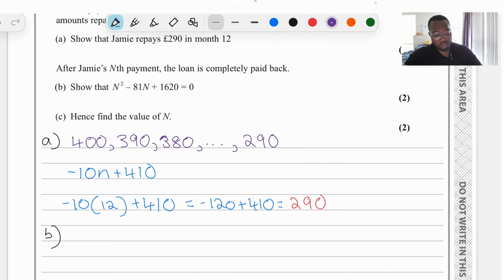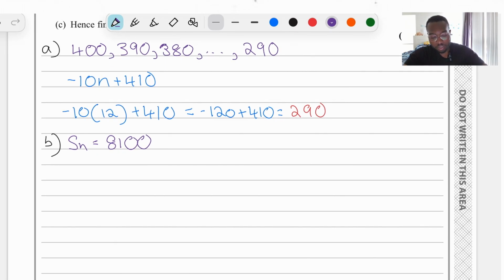So what do we know? Well, once the loan is completely paid back, the sum of n must equal 8,100. Now, what is the formula for this? There are many ways of writing the formula for an arithmetic sequence, but we know it is going to be Sn equals n over 2, and then in brackets 2a1, that's your first term in the sequence, plus n minus 1 d, where d is your common difference. In this case, our common difference is minus 10.